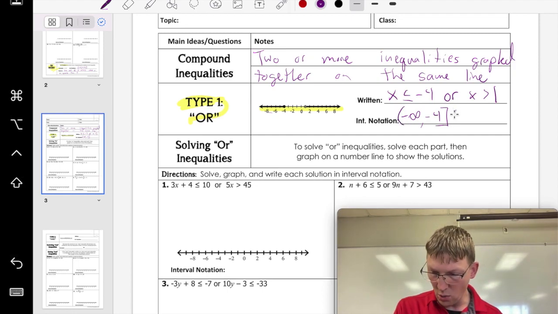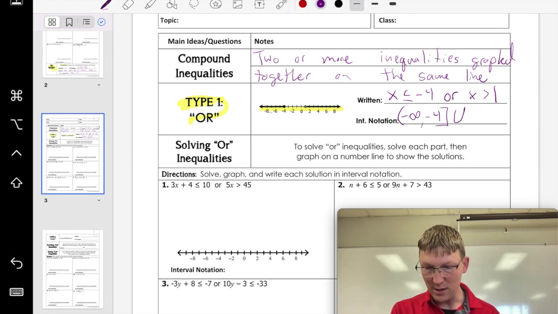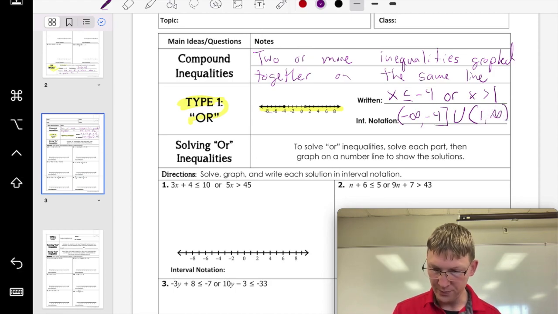And our or symbol is just kind of like a U. There's no tail there, don't put the tail on. So that stands for or. And then we do this top part. Make sense? Let's try it out.